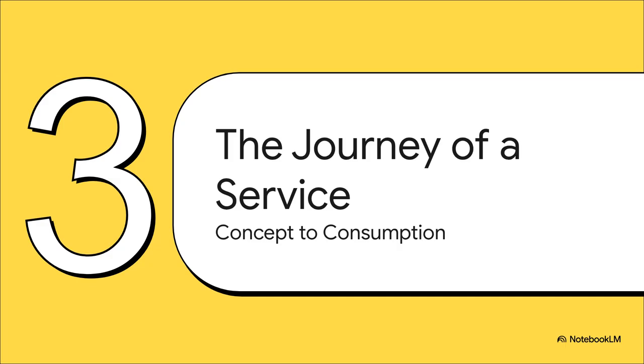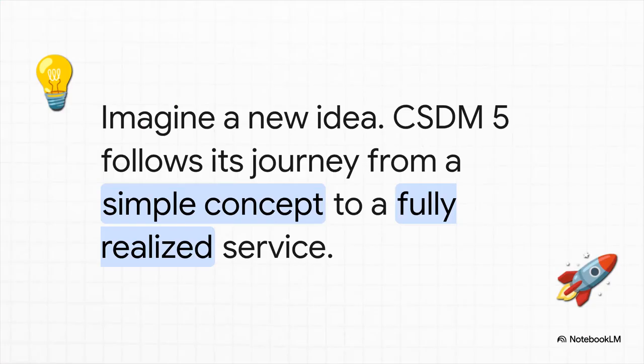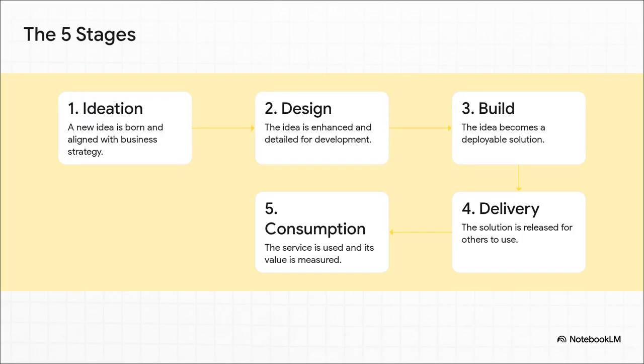Okay, so let's actually walk through this journey step by step. The real magic here is how CSDM 5 takes this really abstract data model and turns it into a story you can actually follow. The white paper itself puts it perfectly. Every service, every application, every single product your organization offers, it all starts with an idea. CSDM 5 gives you the framework to trace that idea's entire path, connecting the strategic why we're doing this to the operational how we get it done. And this whole journey, it's broken down into the 5 core stages you see right here. These stages are the new backbone, the fundamental structure for everything else in the model.